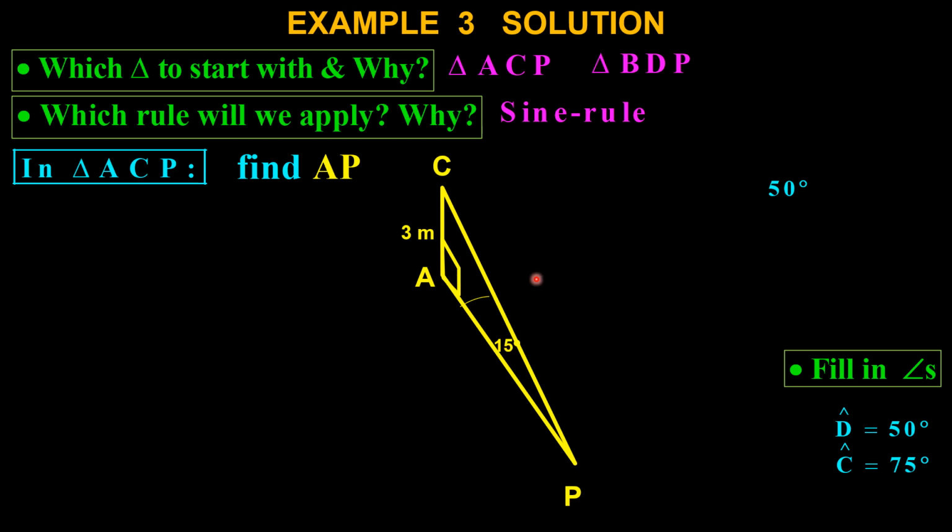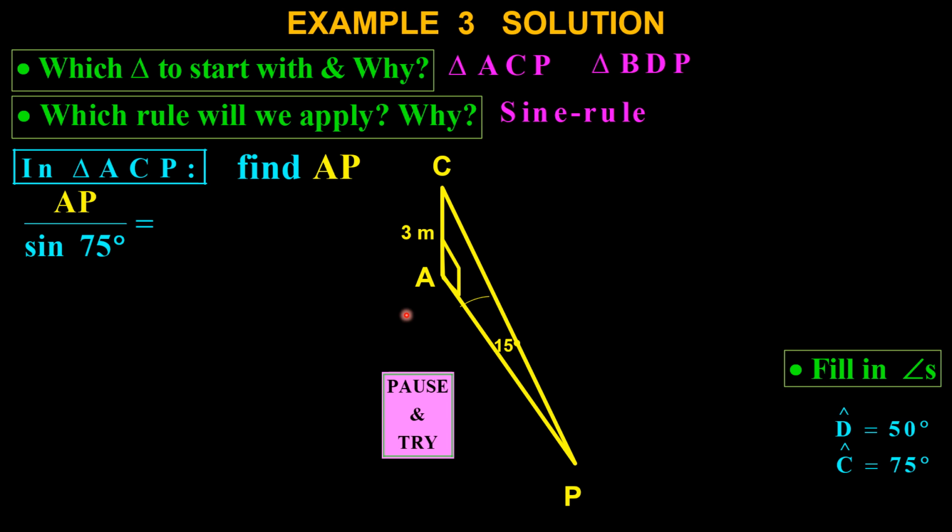Let's get rid of the other triangle so we can only focus on triangle ACP. Just cover up the others so you're not distracted. Now you're going to pause it and work out AP using the sine rule. This is very easy, 2 minutes at most. Easy.